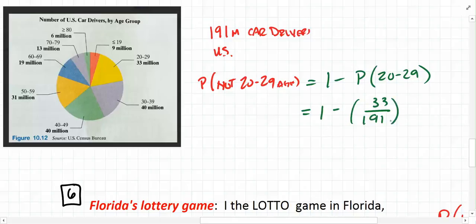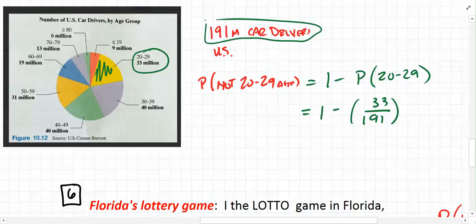There's 191 total, 191 million car drivers in the U.S. So that's our total. That's from the definition of theoretical probability. So the probability that they are is 33 out of 191. Then the probability they're not is 191 minus 33 over 191. You can just plug that fraction right into your calculator. You can just go 1 minus 33 over 191, and that'll work, as long as you keep that in parentheses.